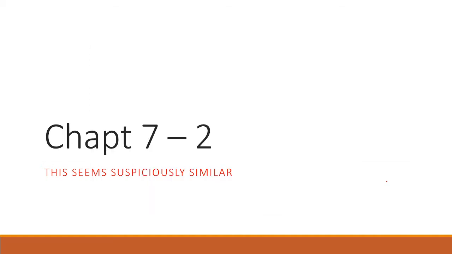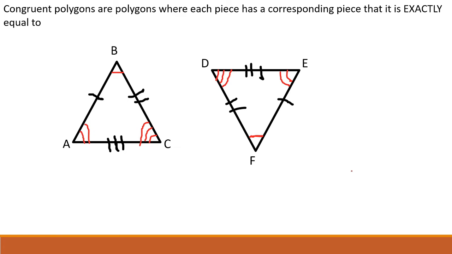This is going to be a video on section 2 of chapter 7, which is about looking at similar triangles and their mostly algebraic properties for now. So, we know that when polygons have all their corresponding pieces congruent to each other, they're called congruent.